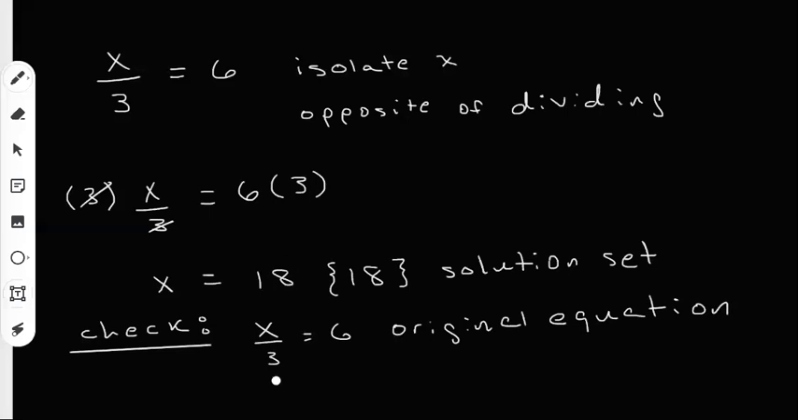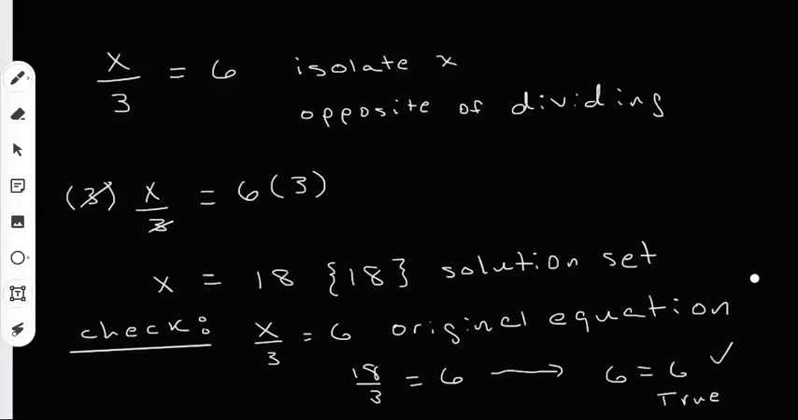Everywhere I see an x, I'm going to put in an 18. So I get 18 divided by 3 equals 6. And what happens there is the left side is 18 divided by 3, and that's going to give me 6 equals 6, which is a true statement. So I know that my solution 18 that was in my solution set actually belongs in the solution set because it solves the equation that we started off with.